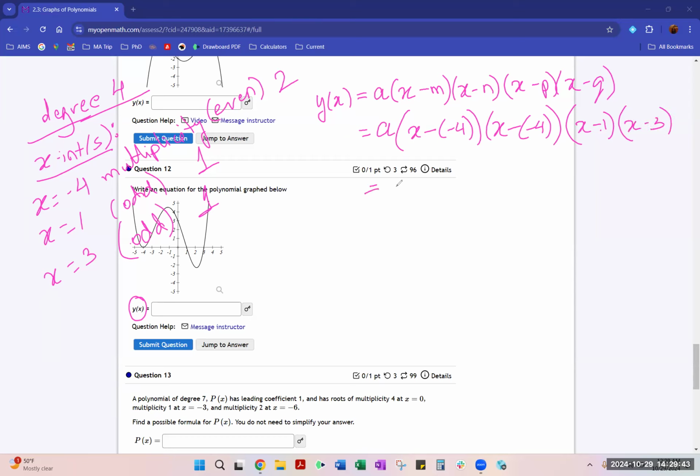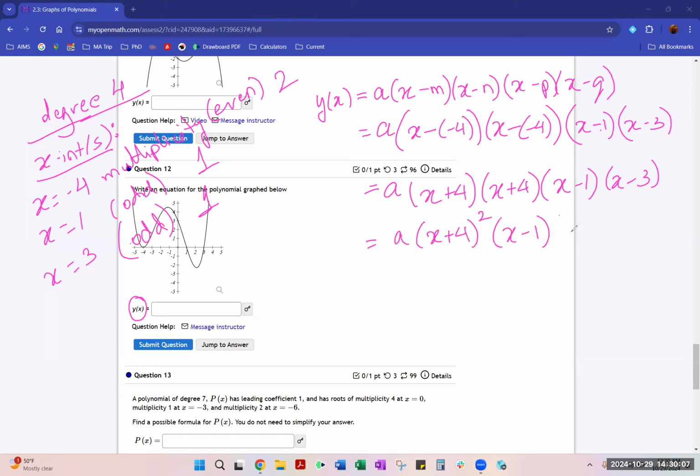So you can see when we clean this up, again, leave that a as it is. Two negatives will become positive. So your x minus -4 ends up becoming x plus 4. Same thing, x minus -4 will become x plus 4. Then x minus 1 and x minus 3. Now, technically, if you wanted, you could write this as x plus 4 to the second power, x minus 1, x minus 3. And this is where you're able to see the multiplicity.